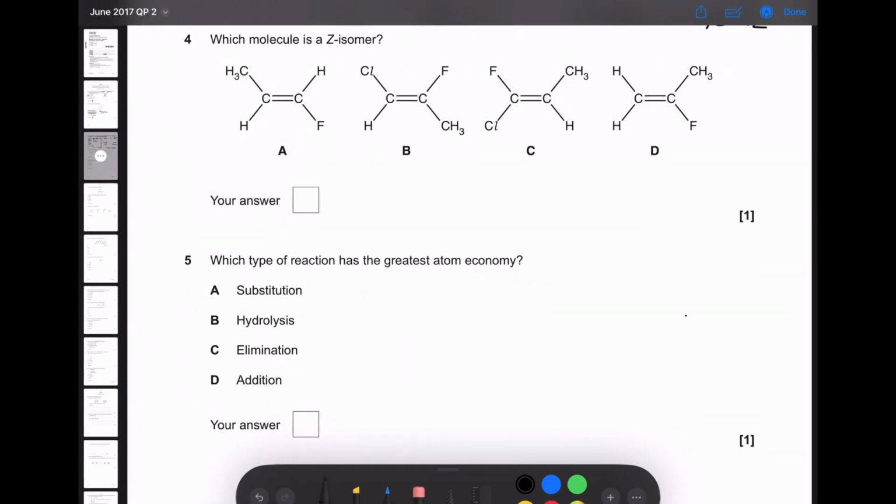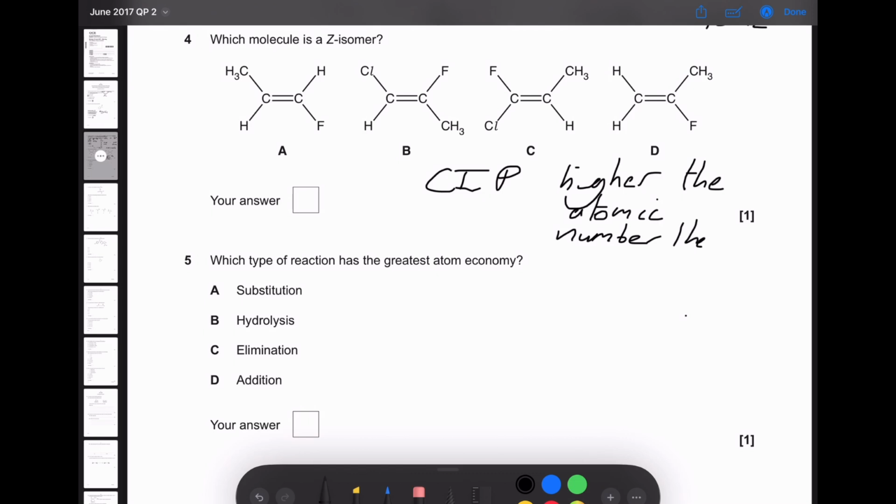So, number 4, which molecule is a Z isomer? Well, the way to remember which one's E and which one's Z is that Z isomers have the high priority groups on the same side. And what are we looking for? Well, we're using our Cahn-Ingold-Prelog principles, which state that the higher the atomic number, the higher the priority.